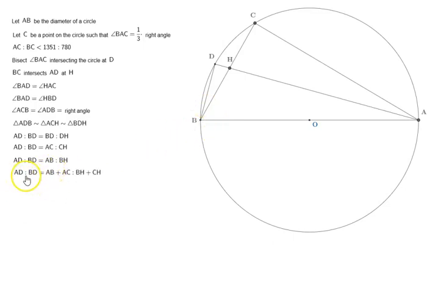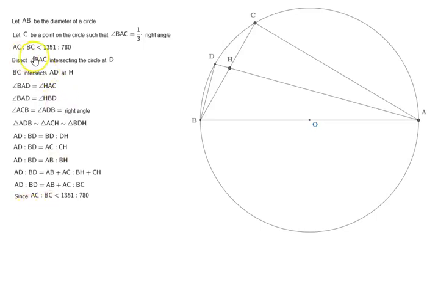Now, since these two ratios are equal to AD is to BD, the respective sums of their antecedents and consequents will also be in the same ratio. So AD is to BD is equal to AB plus AC is to BH plus CH. BH plus CH is BC. So AD is to BD is equal to AB plus AC is to BC.